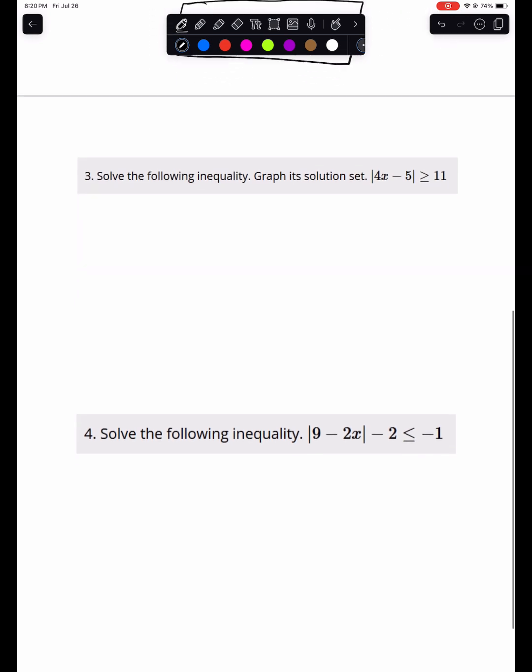For question 3, again, we are solving and graphing. So this time, though, we have a friend, the absolute value. So in absolute value, usually it's plus minus, right?